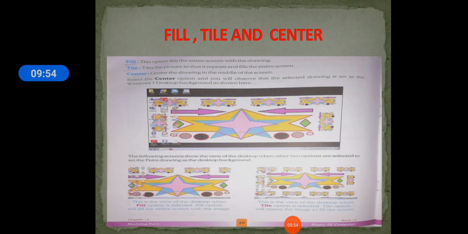Okay, students, see here, this is fill, tile and center. These are the 3 drawings available on the screen. Tile is used to tile up. It will fill up the screen and tile up, like multiple pictures here. So, these are the 3 options in our paint program: fill, tile and center.